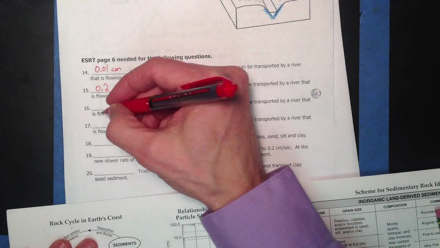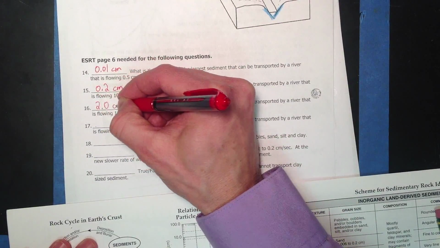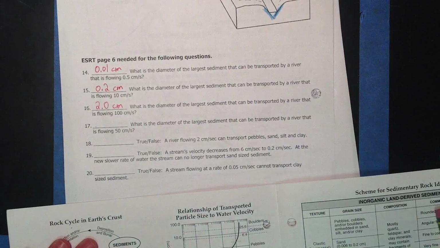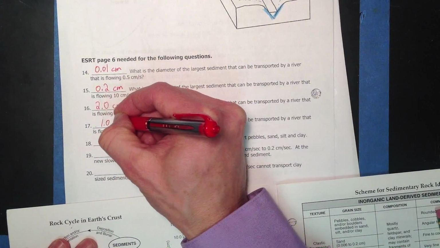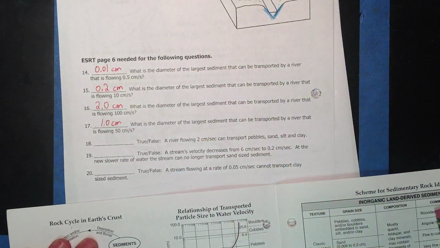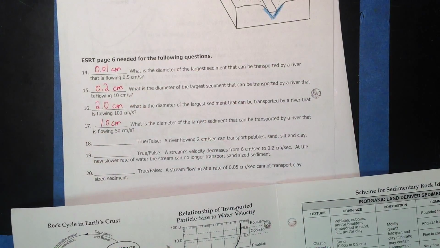And then this you should get using the same chart. I'm trying to save some time. 16 is 2.0 centimeters, 17 is 1.0 centimeters. And then 18, let's do some of these.